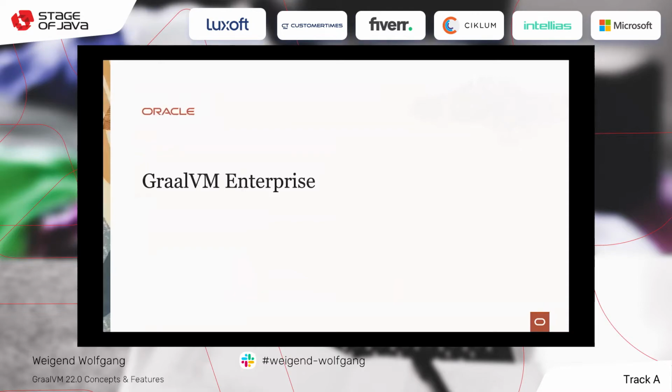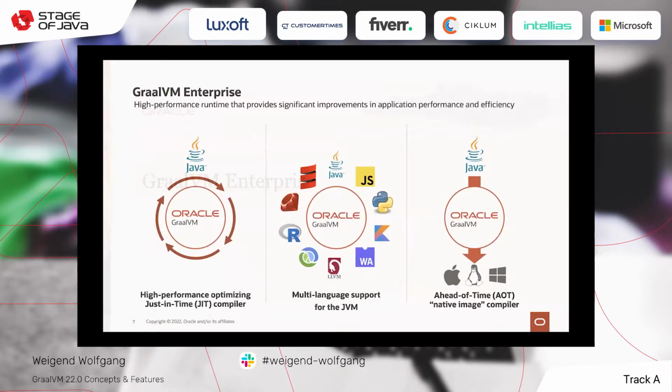To cover GraalVM Enterprise, there are three major features here. The first one is the JIT compiler. The JIT compiler is an optimized compiler, and we just replace the C2 compiler based on HotSpot with the alternative GraalVM compiler. Java itself has guaranteed backward compatibility, and GraalVM is 100% compatible with Java itself.